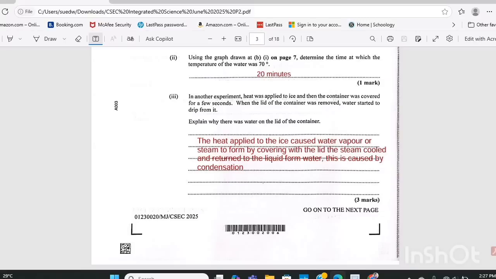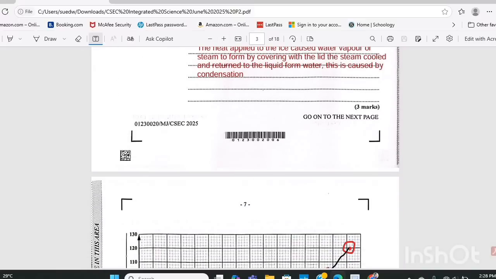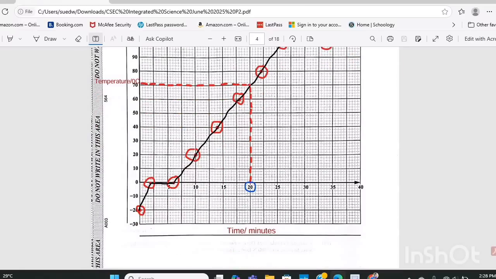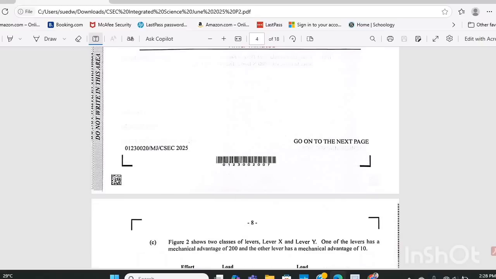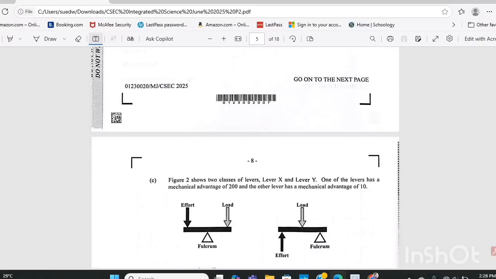So once you mention steam or water vapor, and then it cools to become liquid and caused by condensation, then you should get your 3 marks. Hopefully this question was not too difficult for you. All right, and that was our graph question. The 10 marks for the graph and those 5 marks. So let's look at this question. I was wondering if a lot of students actually studied this, but let's see.